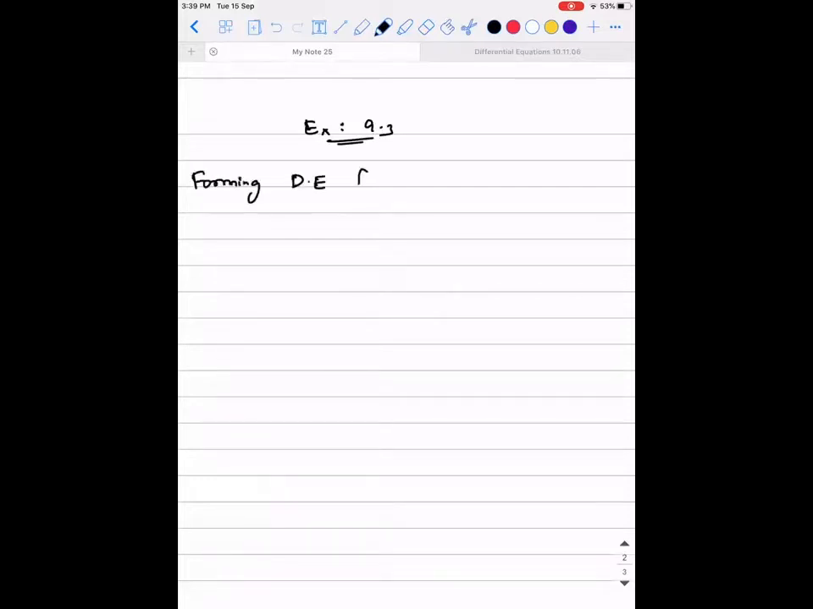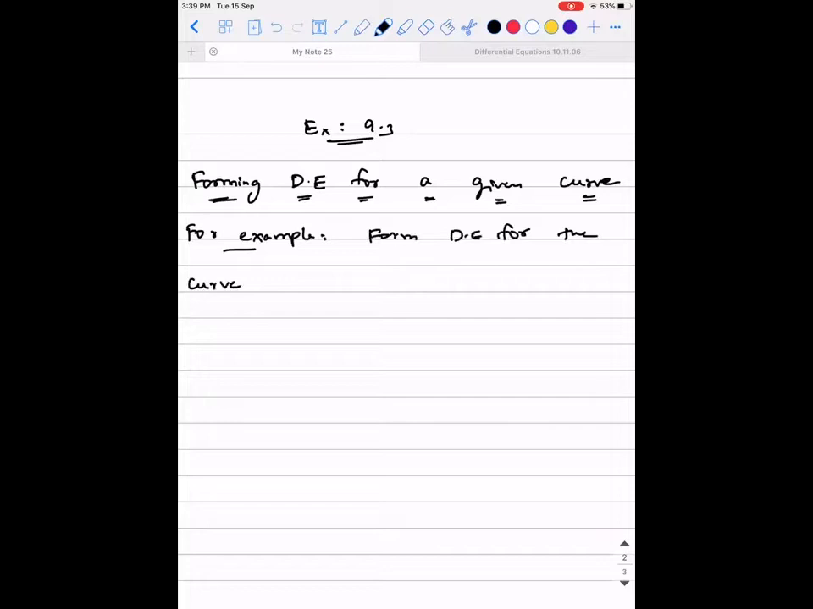Forming differential equation for a given curve. Okay. So in this exercise, they'll give you a curve and we need to form the differential equation for it. For example, form the differential equation for the curve x square by a square plus y square by b square is equal to 1.